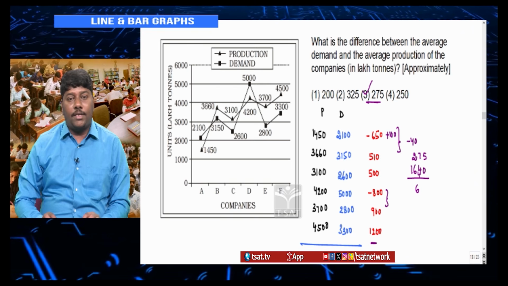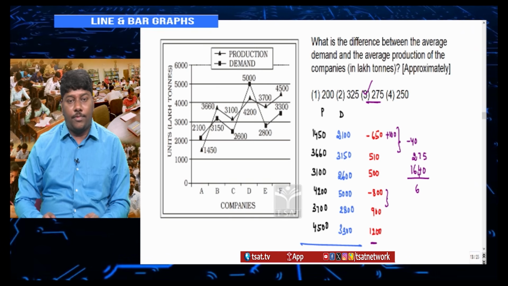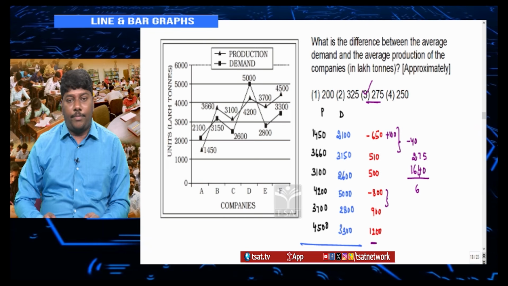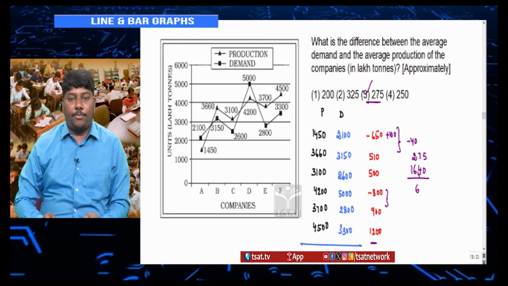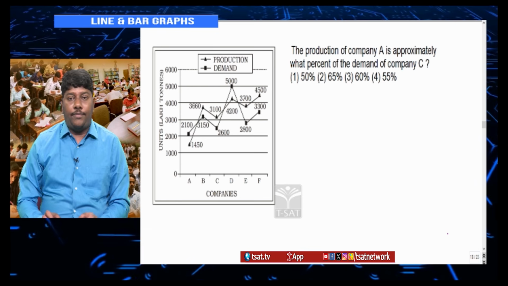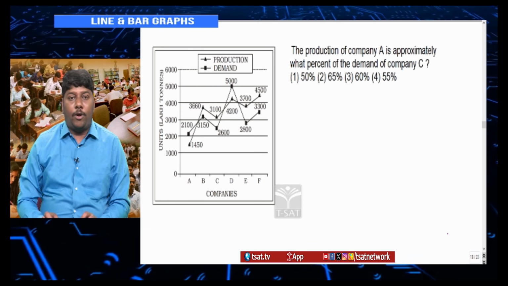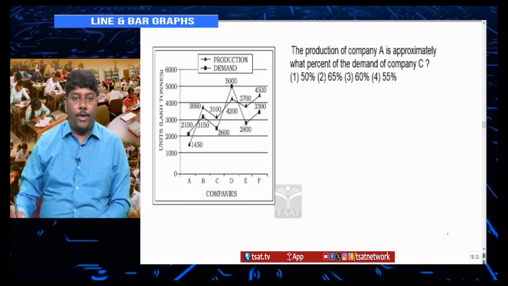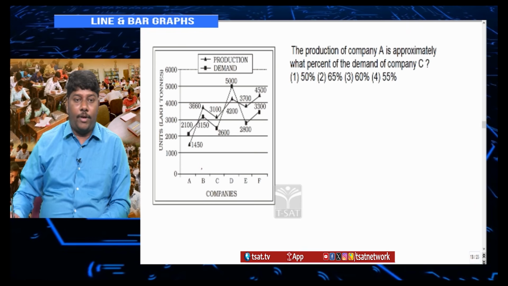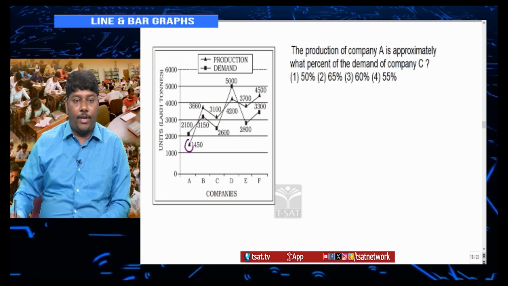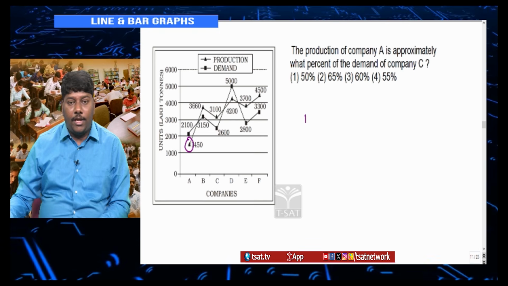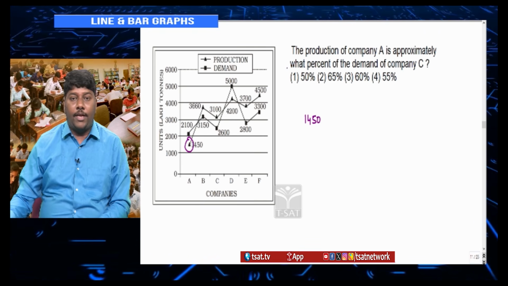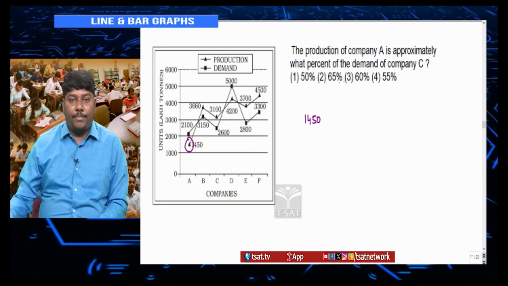So how many companies have more production? There are 4 companies with more production, and 2 companies whose demand is more than the production. The production of company A is approximately what percent of the demand of company C? Production means a triangular symbol, and it is for A. A is 1450. So he is asking, 1450 is approximately what percent of the demand of company C.